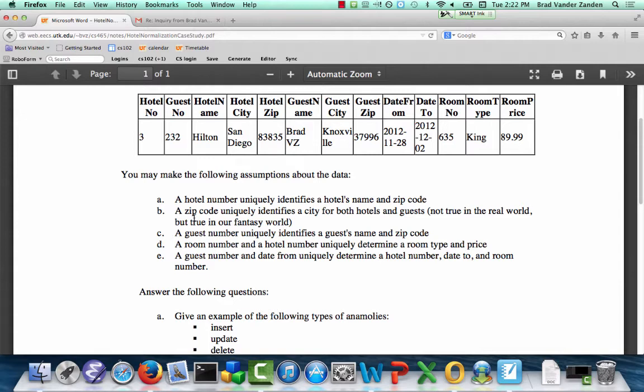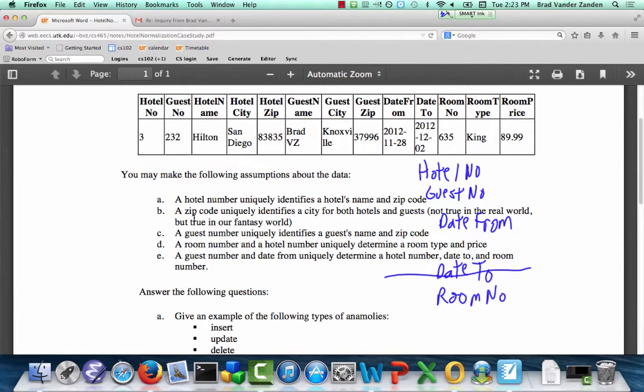Okay, so we'll write that down. So you've got a superset of it. So we'll start with hotel number and guest number and date from and date to and room number. So you're right in the fact that these five together do uniquely determine each tuple in the relation. It turns out you have a few too many attributes in here. I can get rid of date to. Date to, that's right. Date to you can get rid of.